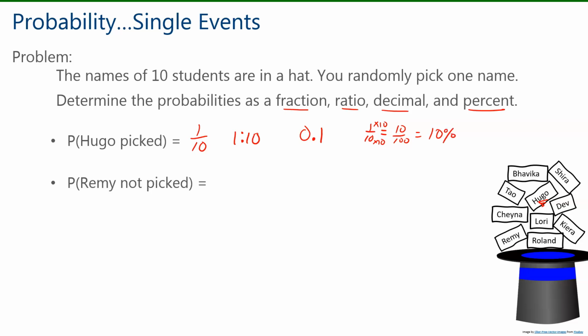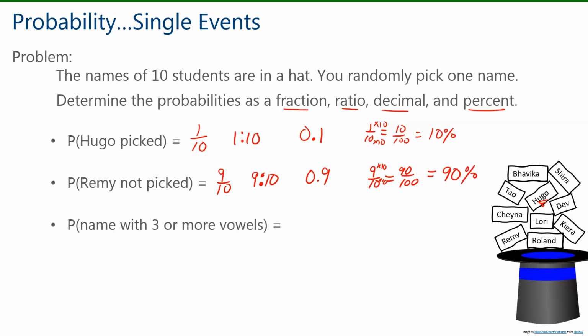What is the probability of Remy not being picked? Well, if Remy is not picked, that leaves 9 other names in the hat to pick from. Therefore, we have the fraction 9/10, which is simplest form. Ratio, 9 to 10. Our decimal, 9/10. And to convert that to a percent, we create our equivalent fraction, multiply numerator and denominator by 10, and we get 90%.